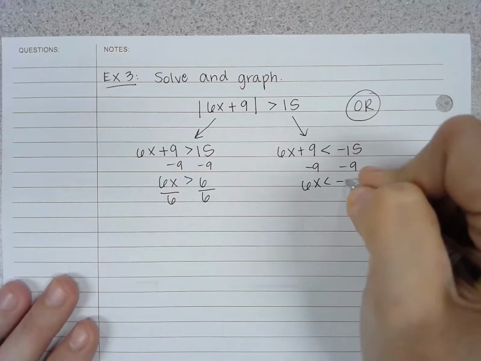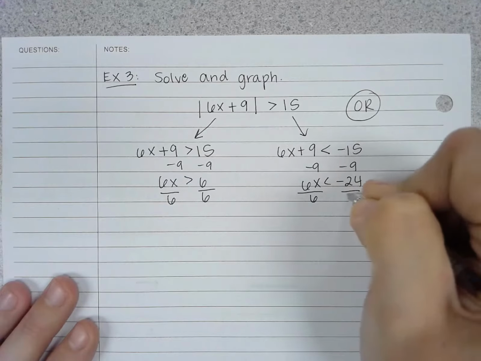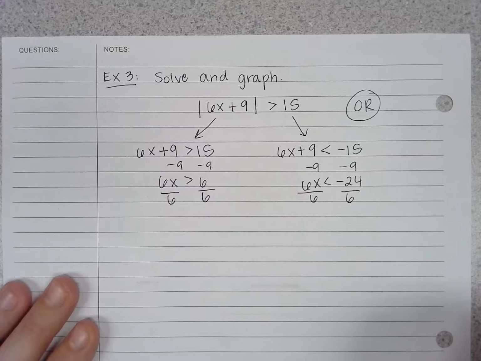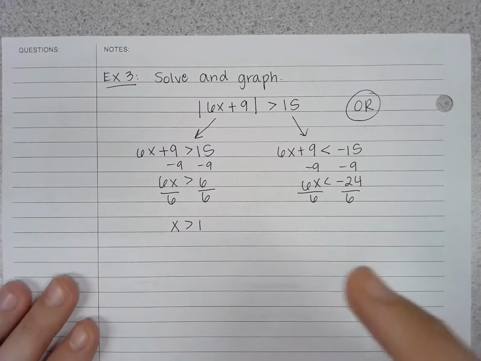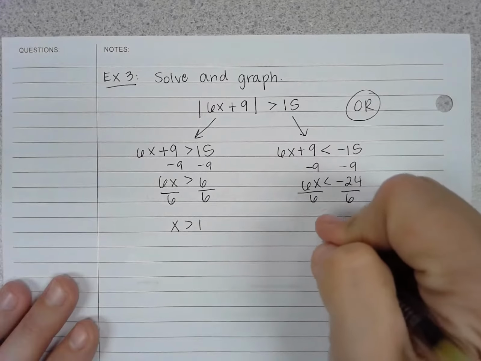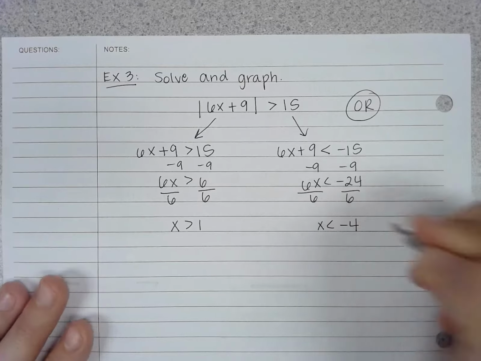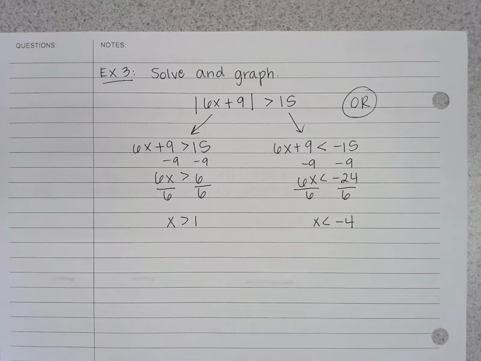So 6x is less than negative 24. And so my two answers for this question are going to be x has to be less than 1 for this part, or sorry, greater than 1 for this part. And then over here I'm going to get x has to be less than negative 4. And so a lot of students will put separate boxes around the two of these things, but it's tricky because they're not actually separate answers to the question.